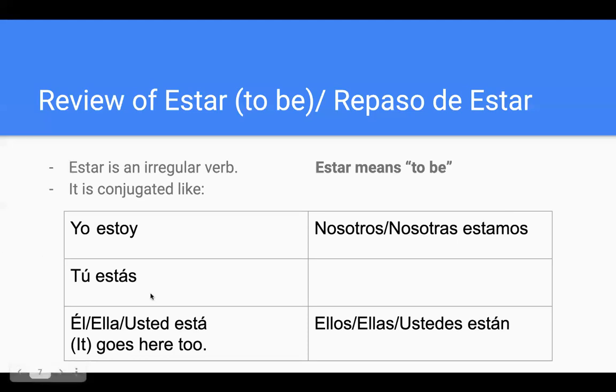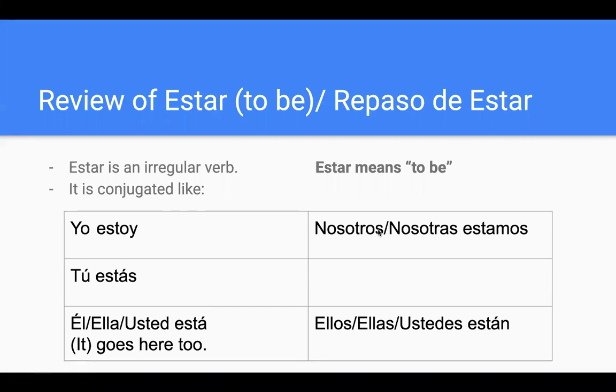So just to go through the conjugations here, we have yo estoy, which means I am. We have tú estás, which means you are. We have él está, he is. Ella está, she is. And usted está, you are, and you formal are, remember that. And then I said, when you're doing a sentence and it says like the desk, that's it. So that would go here too. So it would be el escritorio está. Okay, and we'll go over more of that.